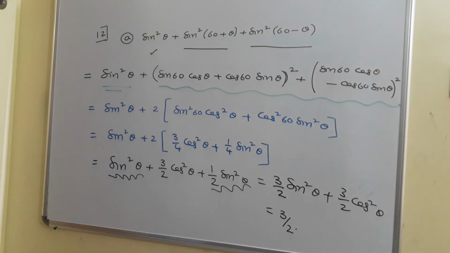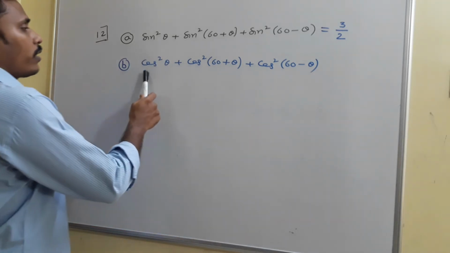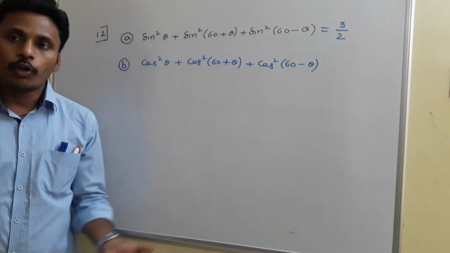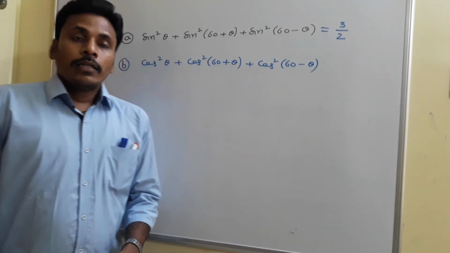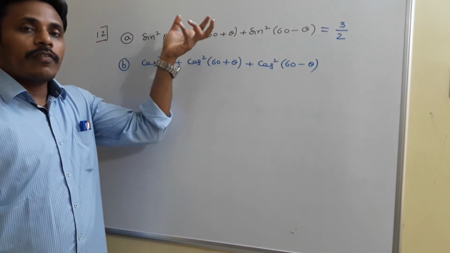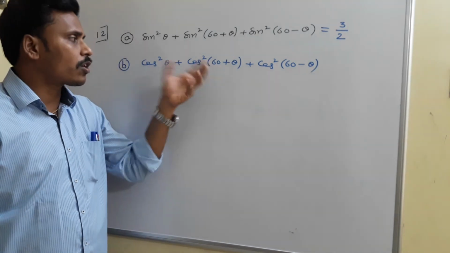Okay, just go for a screenshot. 12a is a statement regarding sine and 12b is for cos. See, cos square theta, cos square of 60 plus theta and cos square of 60 minus theta, we need to find its value. Yeah, to find its value, just like for sine we did a procedure, the same thing is true for this cos also.